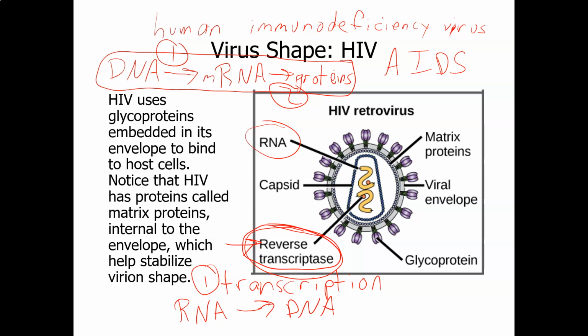This one does have a capsid, and it is covered. That capsid is covered with an envelope. And the glycoproteins or spikes that attach to the host cell are found within the viral envelope.